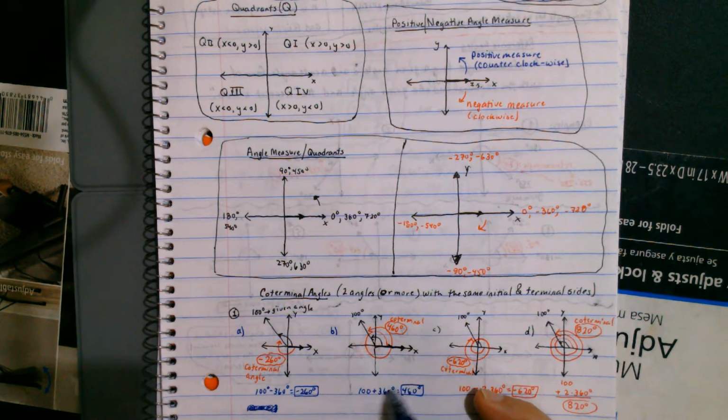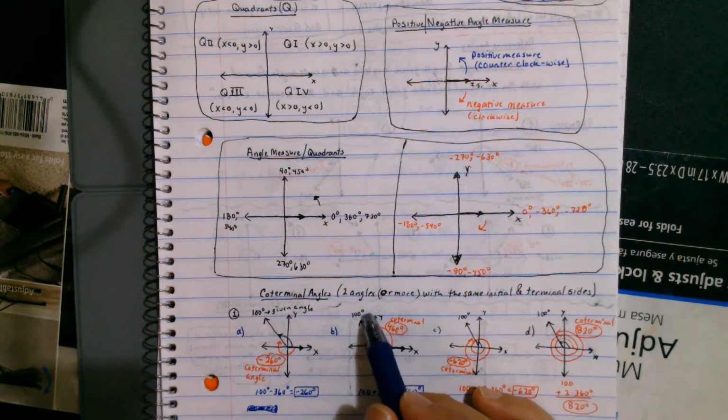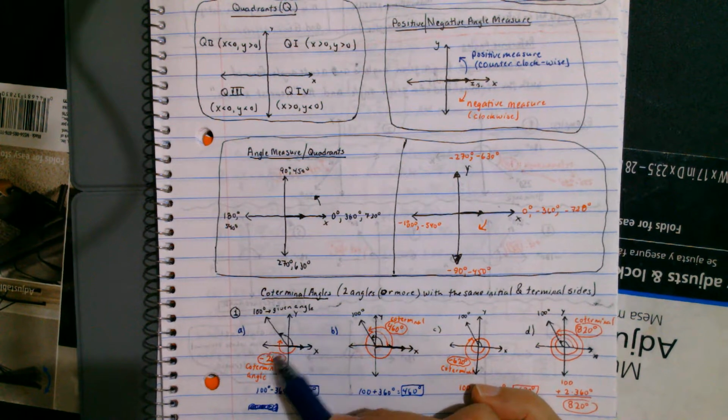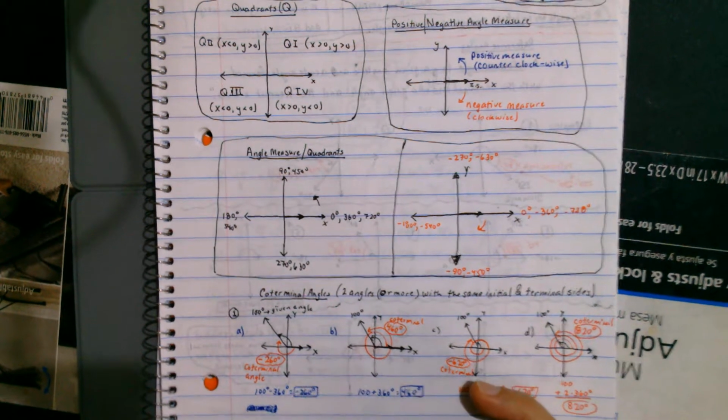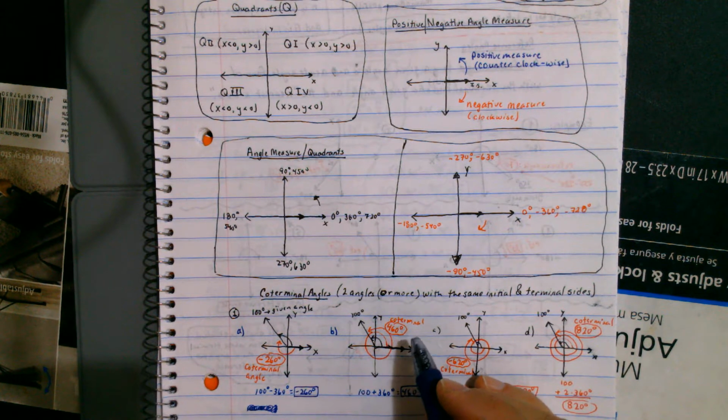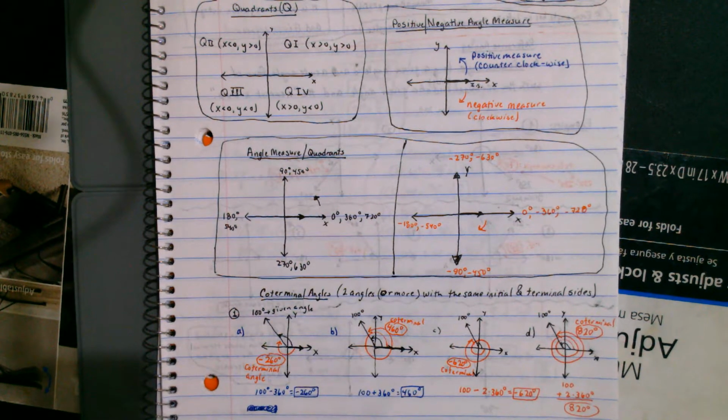So in this case, I add 360. So 460 is coterminal to 100, and 100 is coterminal to negative 260. So 460, 100, and negative 260, they're all coterminal with each other, essentially. I want to point that out here.